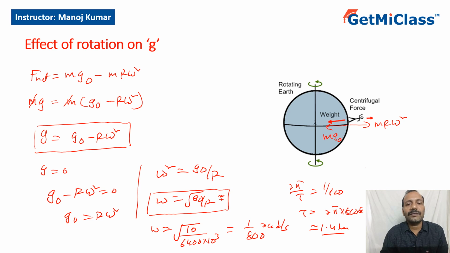That means if Earth rotates itself in 1.4 hours, then every object on equator would become weightless. That would mean that if you start jumping on equator, you will never come back. In fact, you can't jump, you can just take off once. You push away from Earth, you will never come back. So thank God it doesn't happen. I hope this is clear.